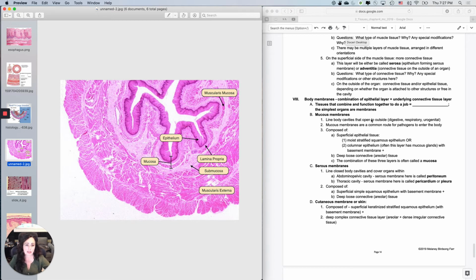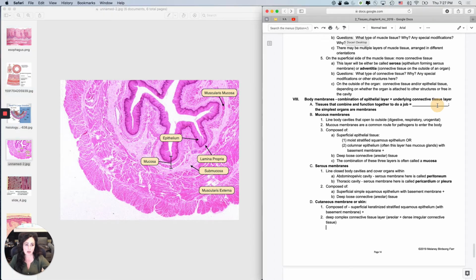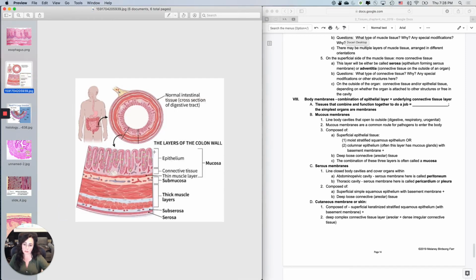So two tissues that combine and function together to do a job are an organ. So what are the simplest organs? The simplest organs are like, this is actually an organ. This portion plus the connective tissue underneath it, that is actually called a mucous membrane or a mucosa.